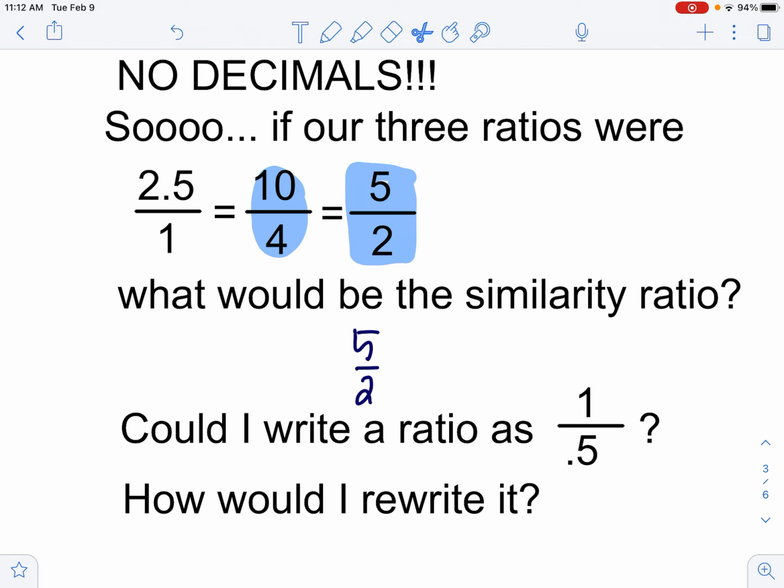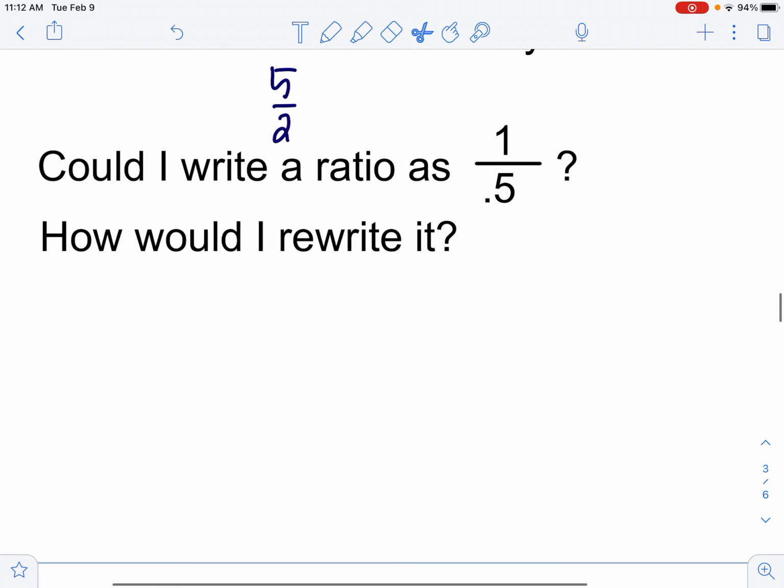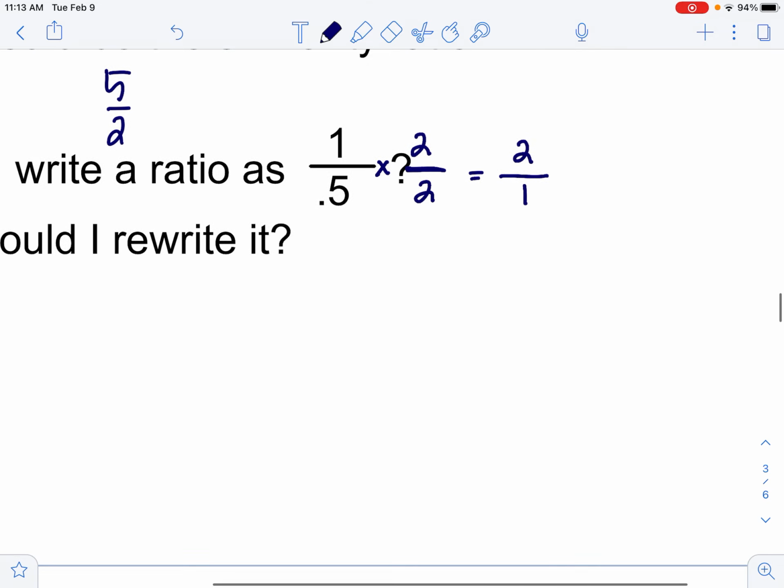Let me move this down here. Okay, the similarity ratio is 5 over 2. Could I write a ratio as 1 divided by 0.5? No, you can't. There's 2 ways to figure out how I can get this to not be a fraction. One is without a calculator. I can say, all right, I need to multiply this by something, okay? And I need the new denominator to be a whole number. I don't want it to be a decimal. So what I can do is I can double 0.5, but then I would have to double my numerator. So that becomes 2 over 0.5 times 2, which is 1. So your similarity ratio would be 2.